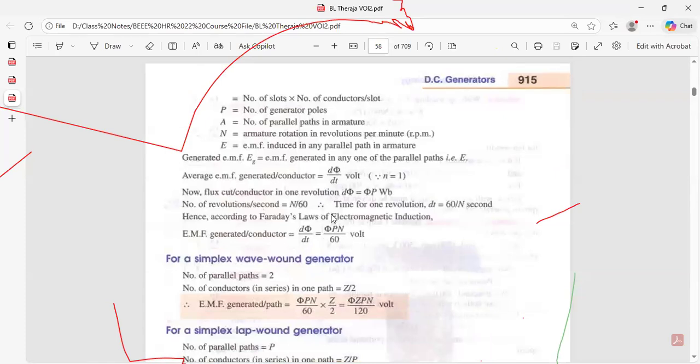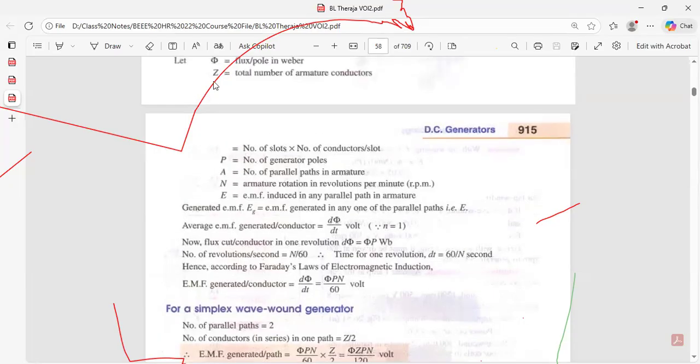If you want it for the total number of conductors, what will you do? We will multiply with Z. Therefore, now the equation is phi P n by 60 into Z. For one conductor, Z is equal to 1. For the total number of conductors, what is Z? Number of slots into number of conductors per slot. Z is the total number of armature conductors.